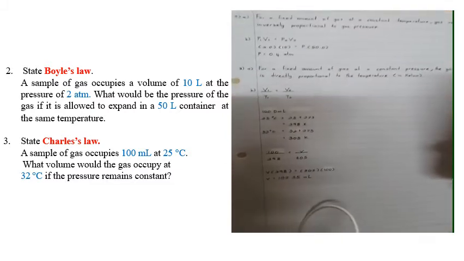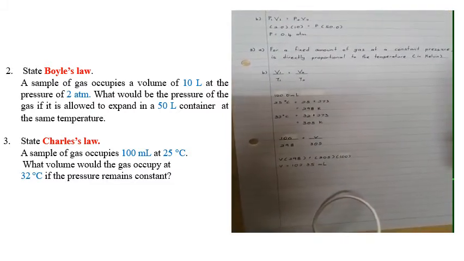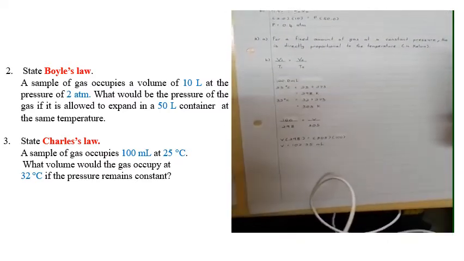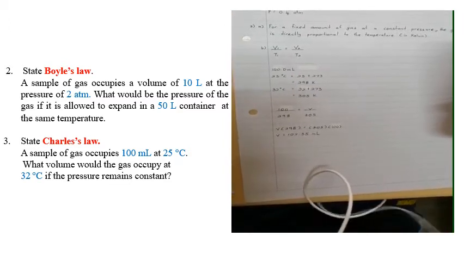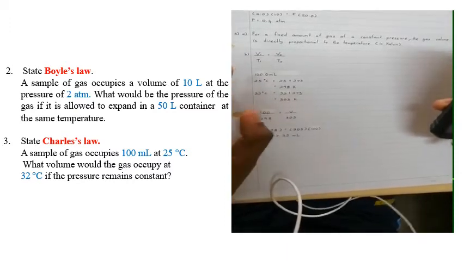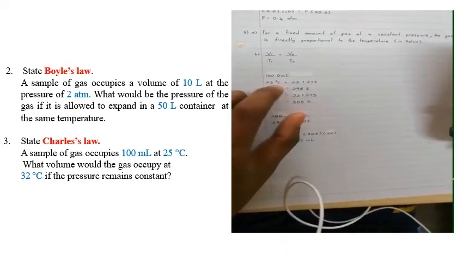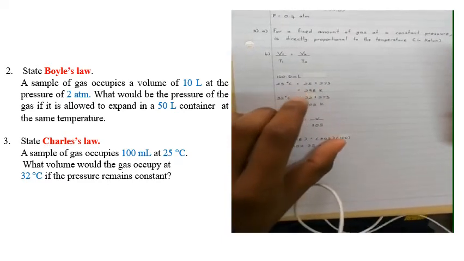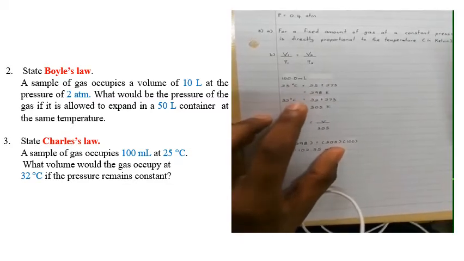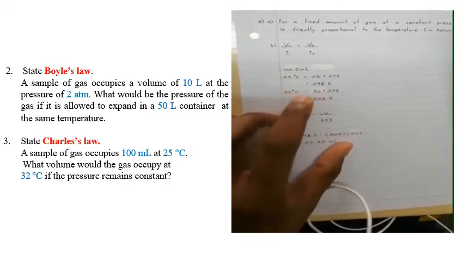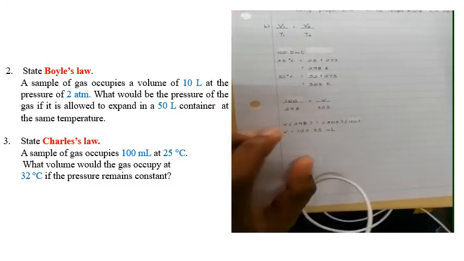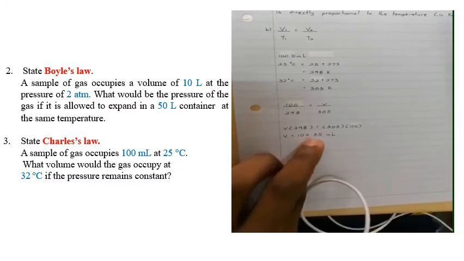Okay, 3B question. A sample of gas occupies 100 ml at 25 degrees Celsius. What volume would the gas occupy at 32 degrees Celsius if the pressure remains constant? The formula for Charles's law is V1 over T1 equals V2 over T2. So 100 ml at 25 degrees Celsius, convert to Kelvin: 25 plus 273 is 298 Kelvin. 32 degrees Celsius converted to Kelvin: 32 plus 273 is 305 Kelvin. So 100 over 298 equals V over 305. So V would be 102.35 ml.